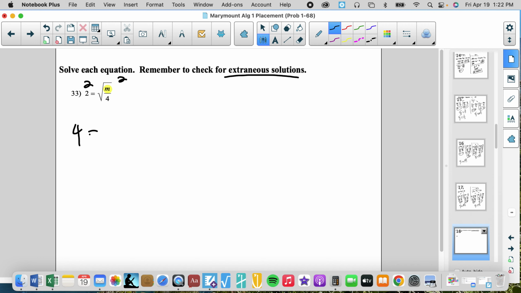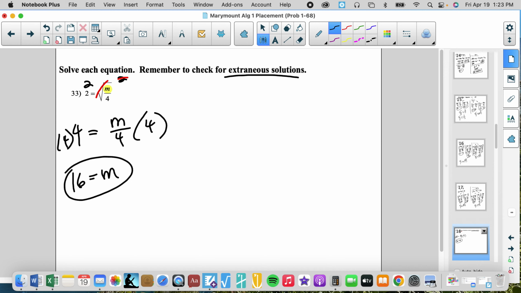So we get 4 equals m over 4. The square and the square root will cancel, leaving me with my m over 4. Let's multiply both sides by 4. That gives us 16 equals m. If I plug 16 in there, it's not going to give me 0. I'm not taking the square root of a negative number, so it's fine. It's just 16.